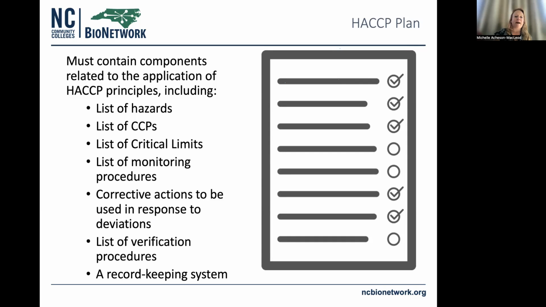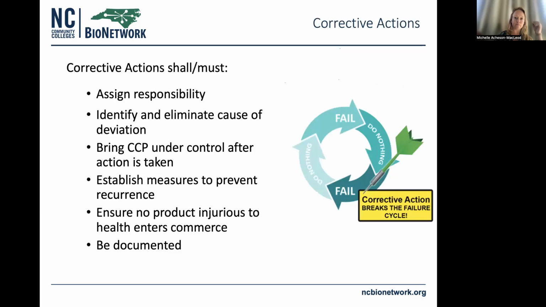So your HACCP plan has to contain components related to the application of your HACCP principles, which means it's going to have all the things that we reviewed in class: the list of hazards, a list of our critical control points and the critical limits associated with them, how we're going to monitor those and what the procedures are for monitoring those, what corrective actions we're going to use if we have any deviations, and then what verification procedures we use and a record keeping system. That is what goes into your HACCP plan.